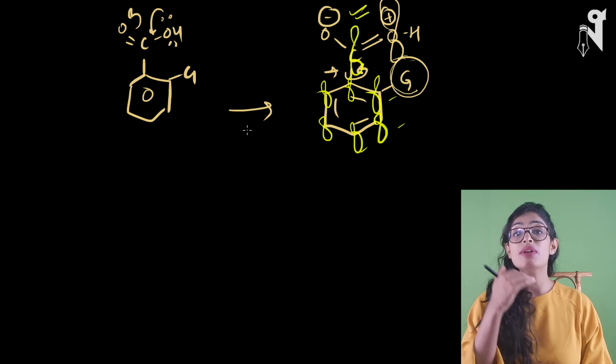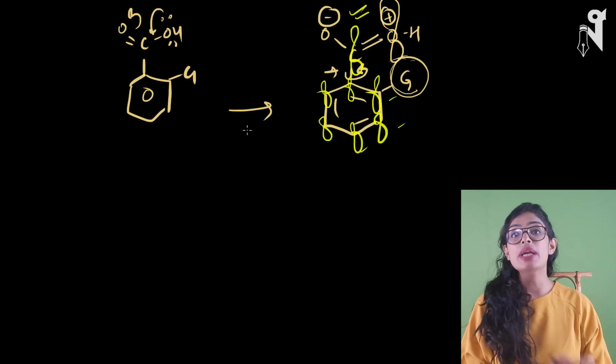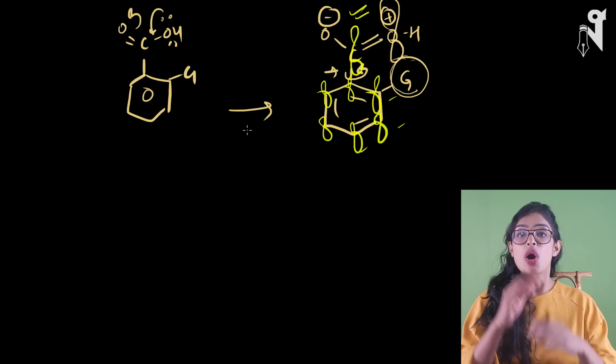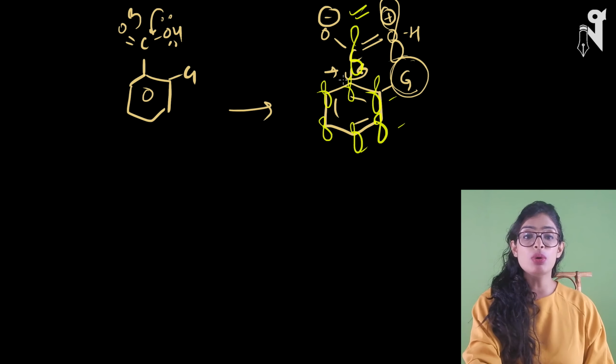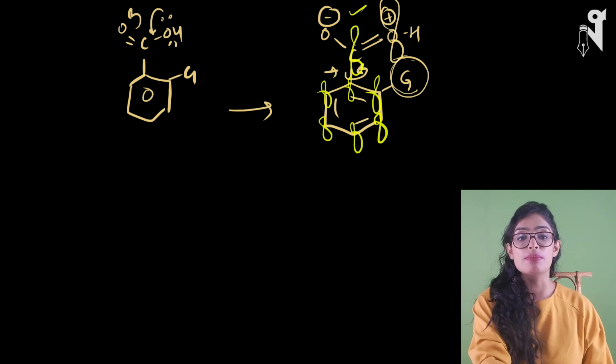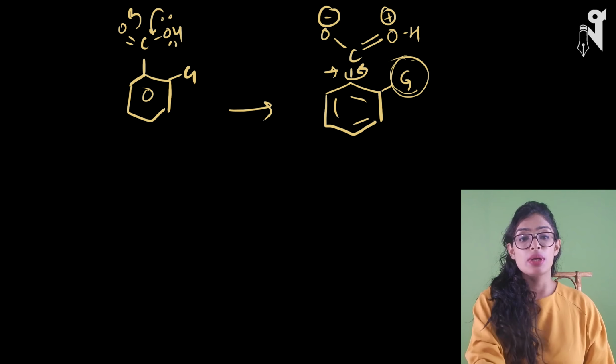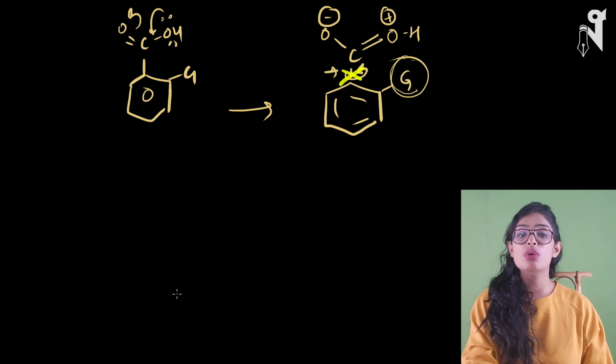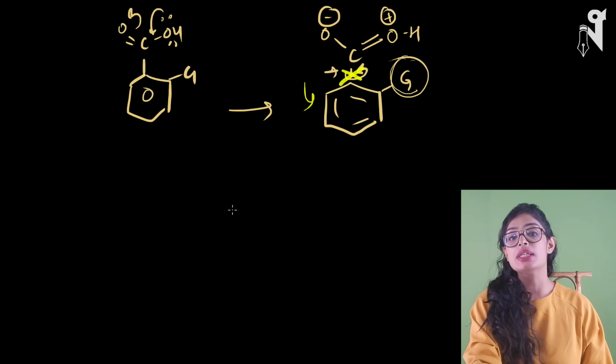If that p orbital will go out of the plane, it will not be able to participate in the resonance. Oxygen's p orbital will go out of the plane, the carbon's p orbital will go out of the plane, and hence the resonance will stop. So this COOH will be doing resonance within itself but not with benzene.